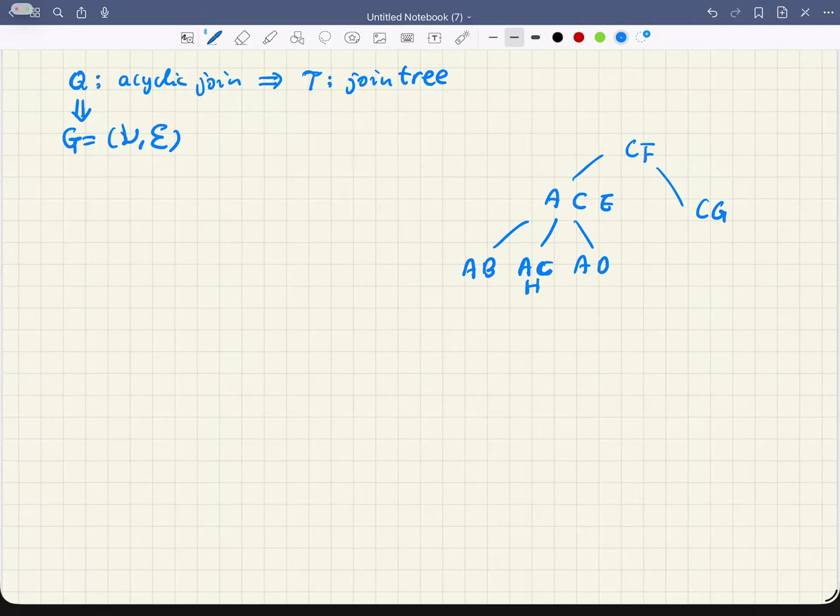Anyway, so if you look at C, look at the nodes containing C, it will be ACH, ACE, CF, and CG, right? So tell me, are they connected? Right, they are connected, right? So this is the connectedness property. And if I say look at A, well, you would say, look, these are the four nodes. Are they connected? Yes, they are connected, right? Okay, so that's a join tree. Good.